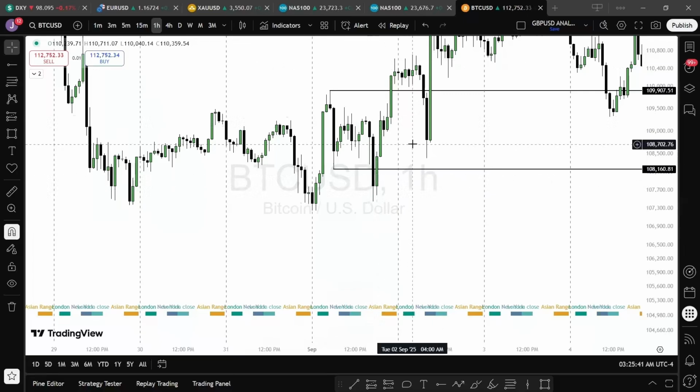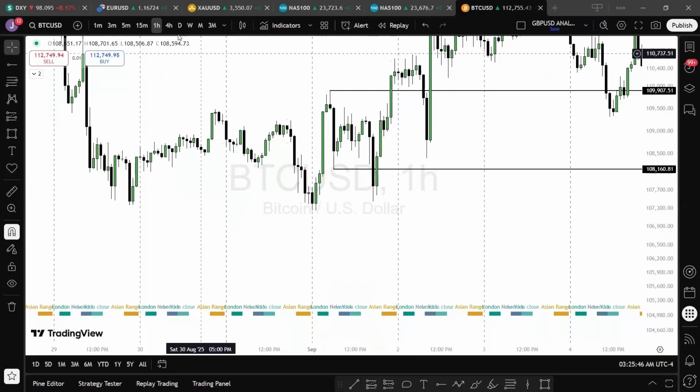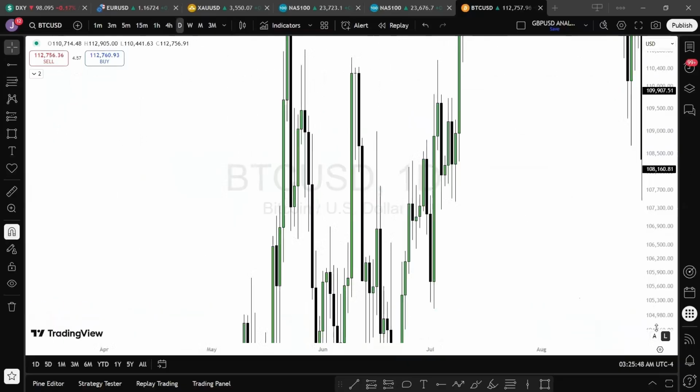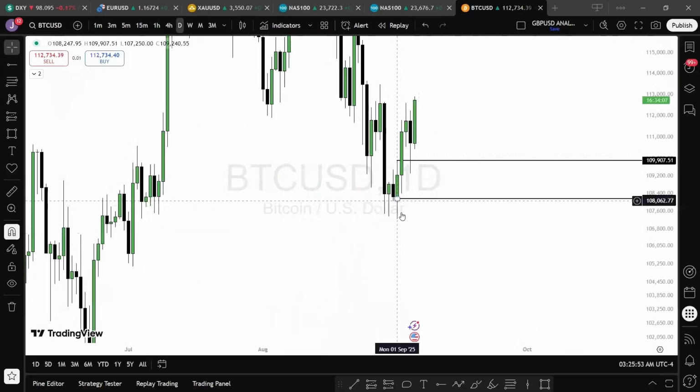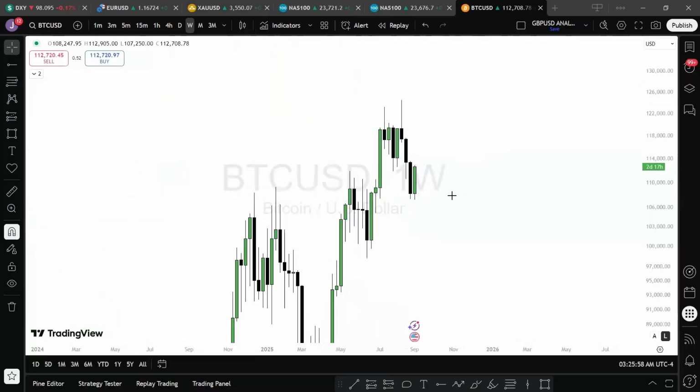And before you know what to expect, you have to start your analysis from the higher time frame. So let's go to the higher time frame. Go to the daily and we'll see something here. Okay, so here's the consolidation. Let's go to the weekly. All right, now you can see that BTC is bullish.